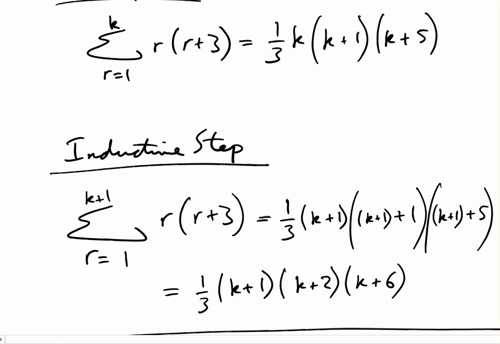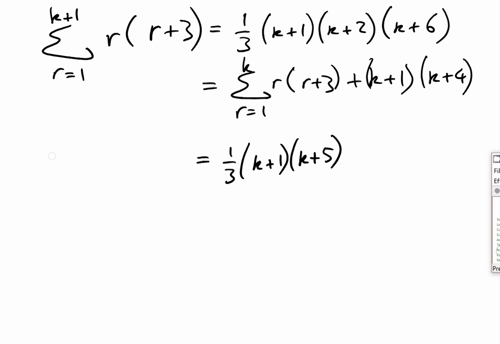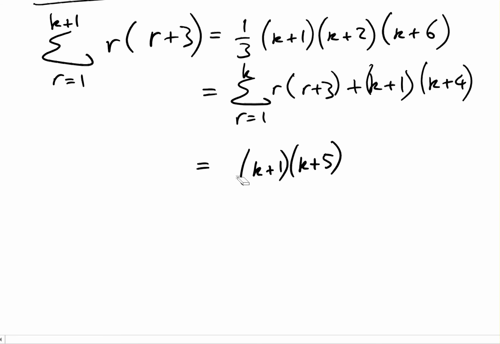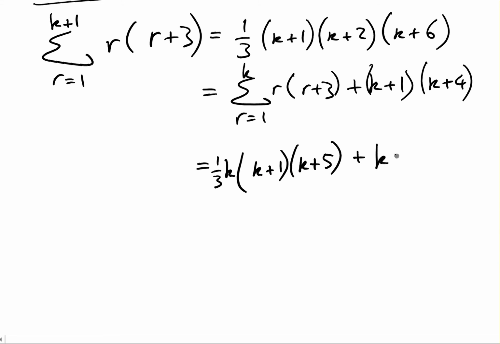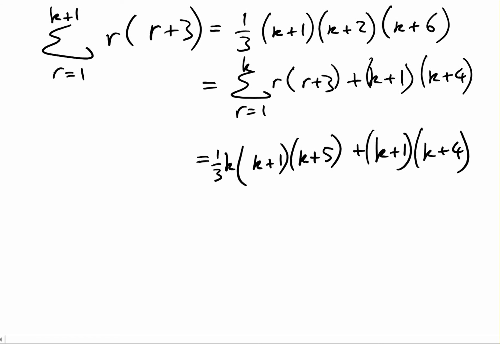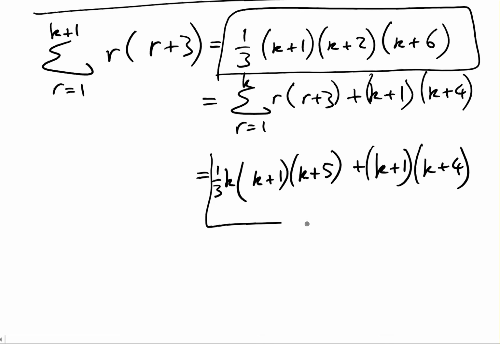And that's a third times k plus 1, k plus 5. So now I've got a third times k plus 1 times k plus 5. In actual fact, there's a k in there. I forgot that k at the front. So a third k. I've just made an error in copying that down. There's a k there. Plus, and I've still got this k plus 1, k plus 4. Okay, and what I now need to show is that this top thing here is equal to this thing here.